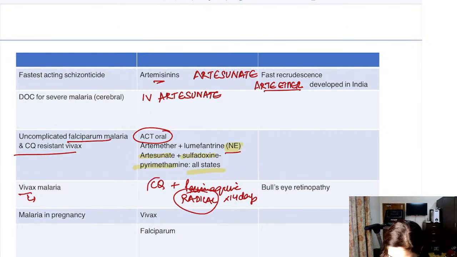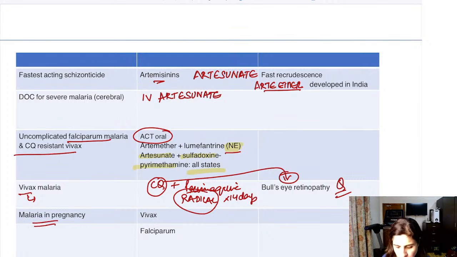And chloroquine का जो important side effect याद रखना है, that is your bull's eye retinopathy जो कि पूछा गया है in the exam. Bull's eye retinopathy which is seen with chloroquine. Now malaria in pregnancy. So if it is a vivax malaria, what will you give? If it is a vivax malaria in pregnancy, then you will give chloroquine. ठीक है?